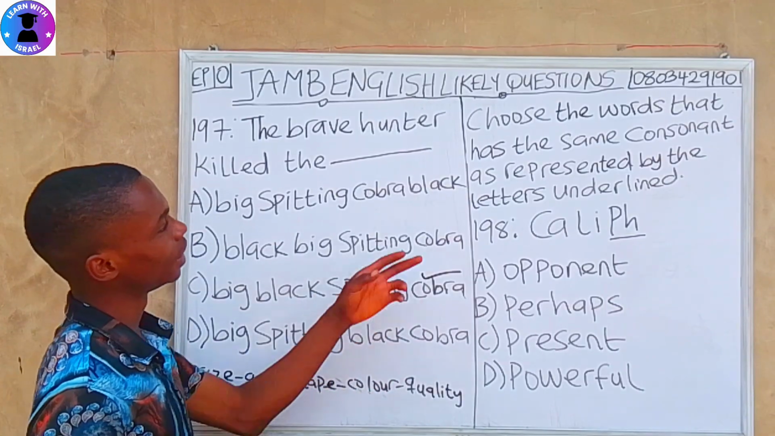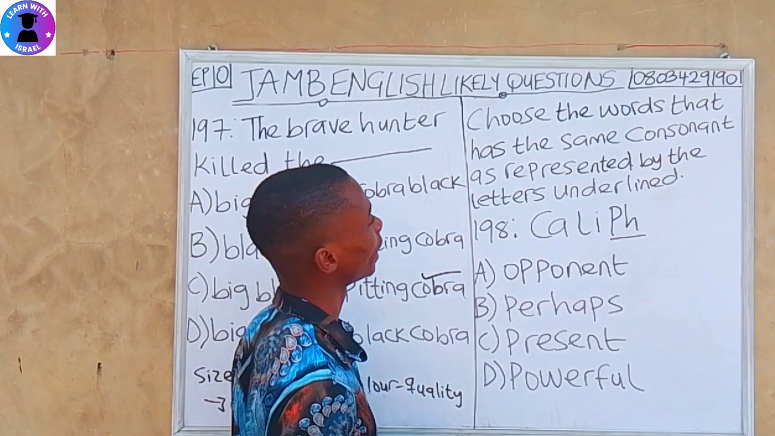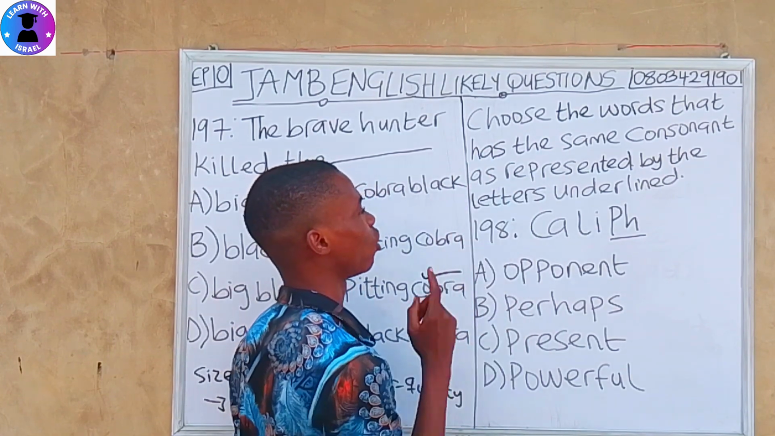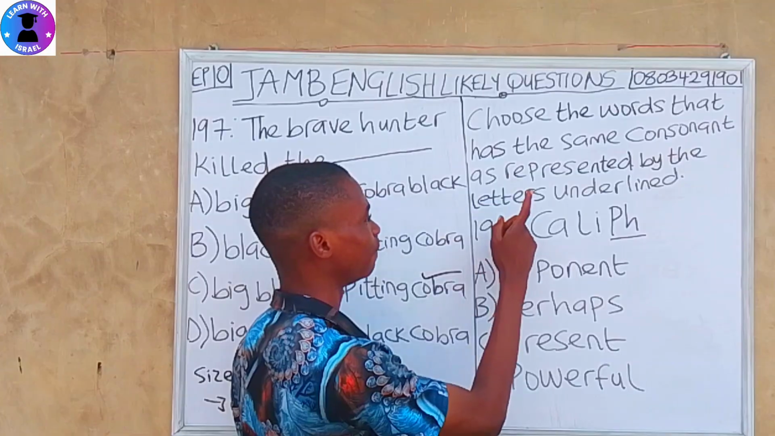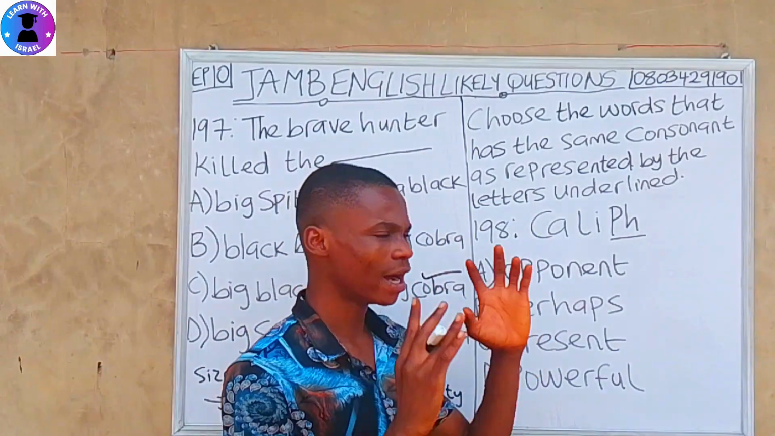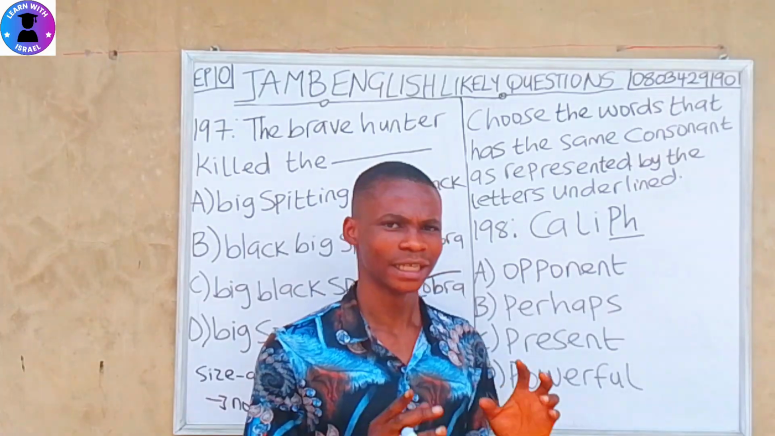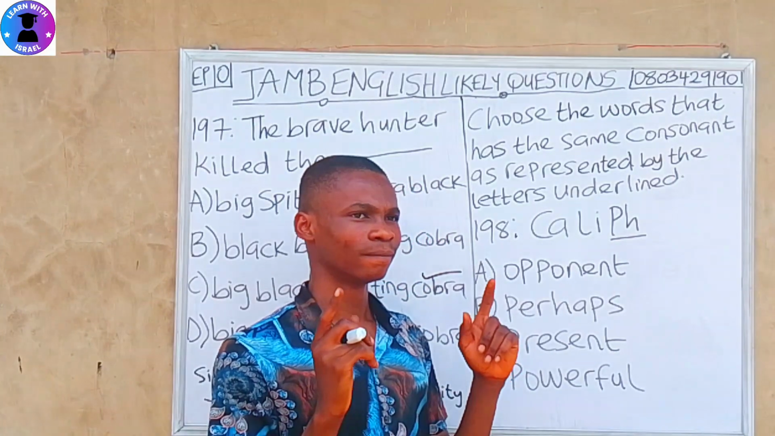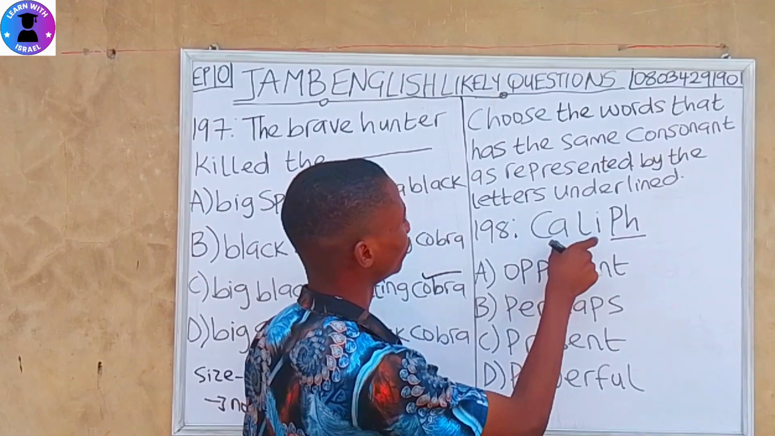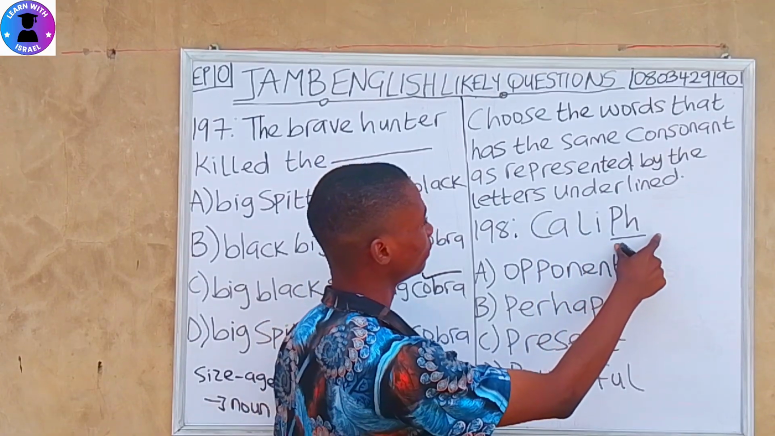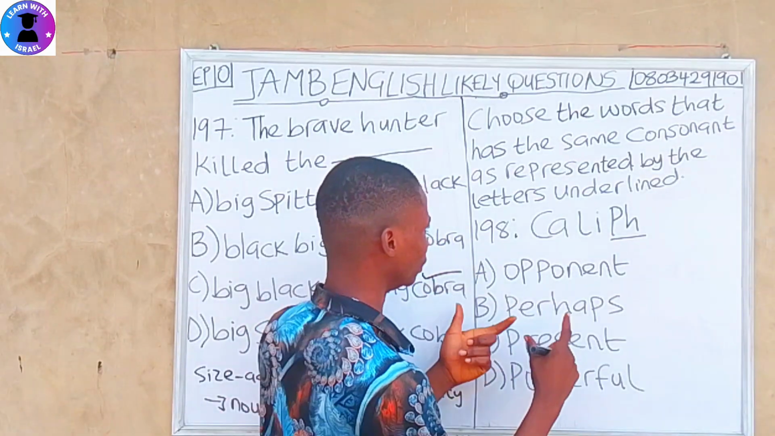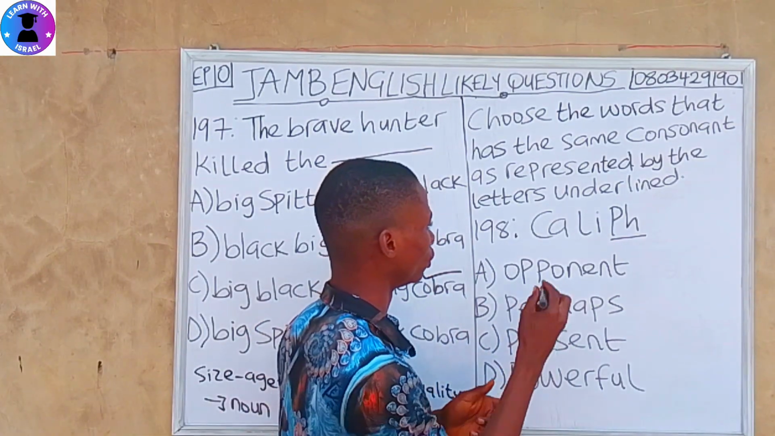So guys, let's move to question 198. It is: choose the word that has the same consonant as represented by the letters underlined. So this question is under sounds. Be very attentive. Question 198: you have to identify the word that has the same consonant as the one underlined in the options.